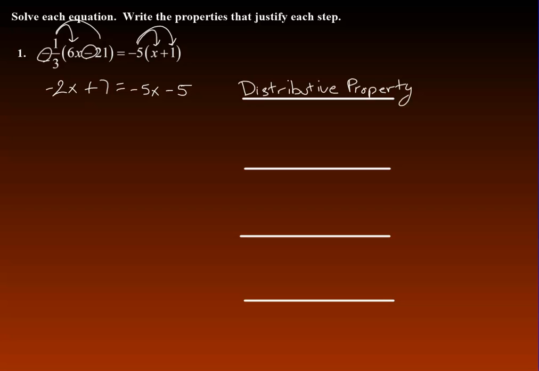So if we continue on, we want to get the x's on the same side. So we have negative 5x and negative 2x. They're both negative, so I'm going to be adding, and I'm going to add the larger numbers so that my numbers are positive when I'm done. So I'm going to add 5x to both sides. So on the left side here, we get 3x plus 7. On the right side, the negative 5x and the 5x cancel. I'm left with just negative 5. So here we use the addition property of equality.